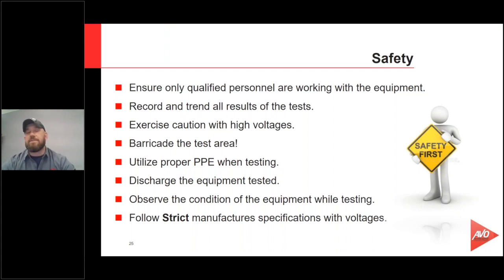Don't play with these voltages. This is critical to make sure that we understand that. When it goes down, it's going to go down. One more thing I want to put in there: follow the testing sequences with manufacturers as well.